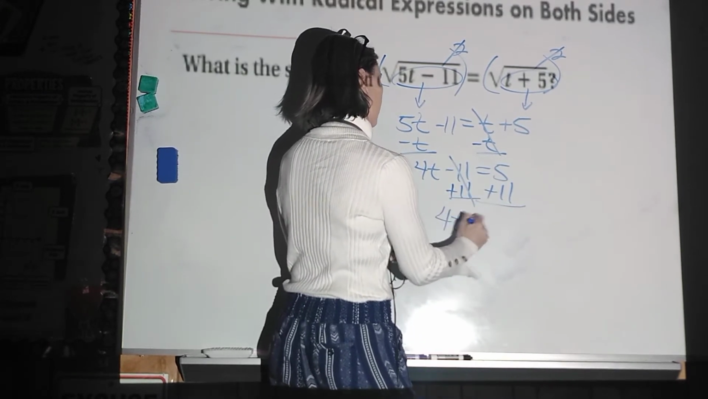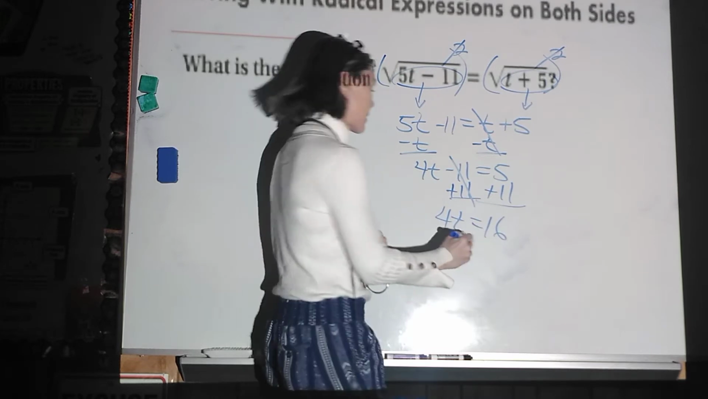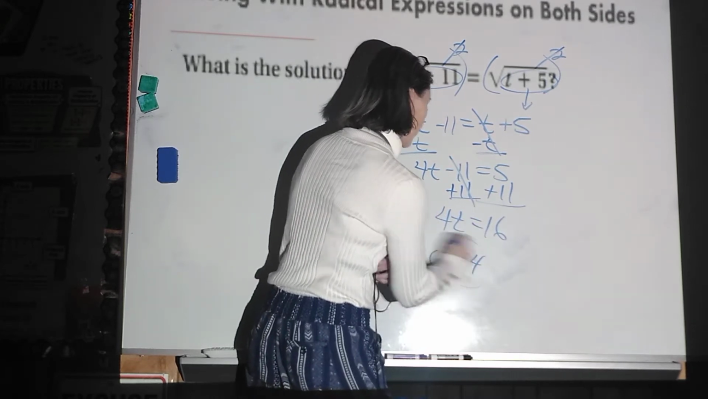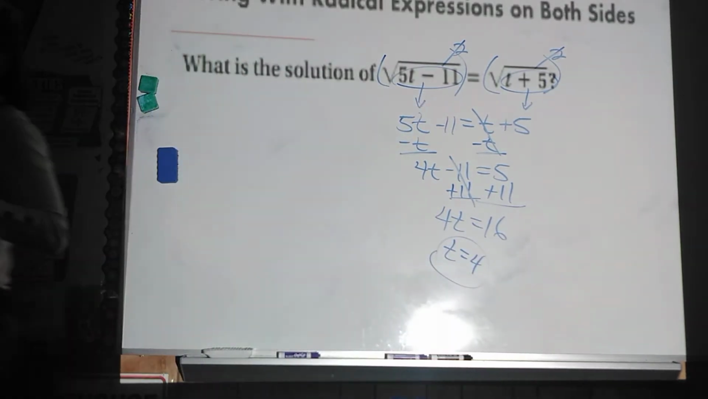4t equals 16. Divide by 4 on both sides, and t equals 4. Okay, let's get that down. And yes, sir. Okay, thank you.